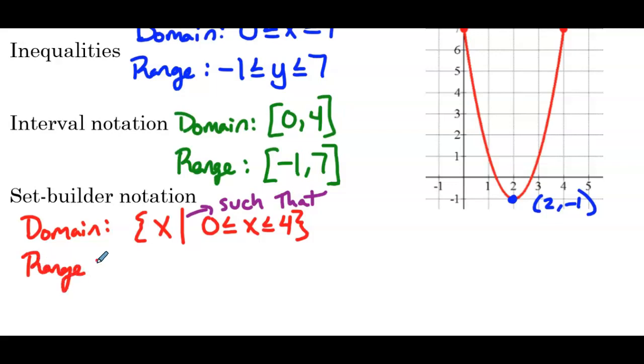Using this notation to express the range, curly bracket, now the range is the y value, so y such that -1 is less than or equal to y, which is less than or equal to 7.